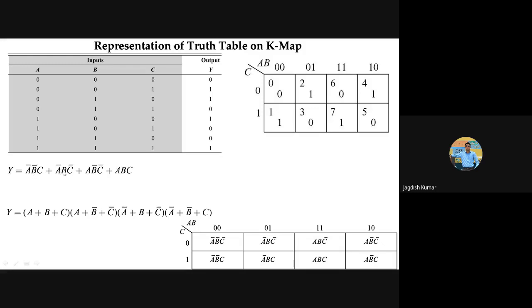Then what is A bar, B, C bar? This is M2. This is 2, M2. Then what about this A, B bar, C bar? This is M4. A, B bar, C bar is 4, M4. So M1 plus M2 plus M4, I think, and the last one is M7.